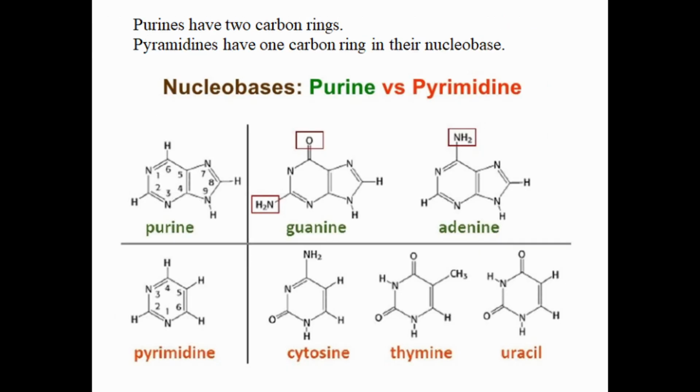Nucleotides are further classified by how many carbon rings are in their nucleobases. Purines have 2 carbon rings. Pyrimidines have 1 carbon ring in their nucleobase. Adenosine and guanosine have 2 carbon rings, so they are purines. Cytidine, thymidine, and uridine have only 1 carbon ring in their nucleobases.